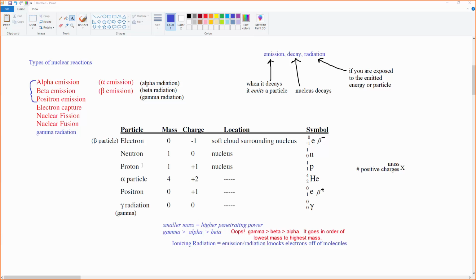Oh my gosh. Hang on a second. Erica is exactly right. The beta has higher penetrating power than the alpha. I'm completely backwards here.